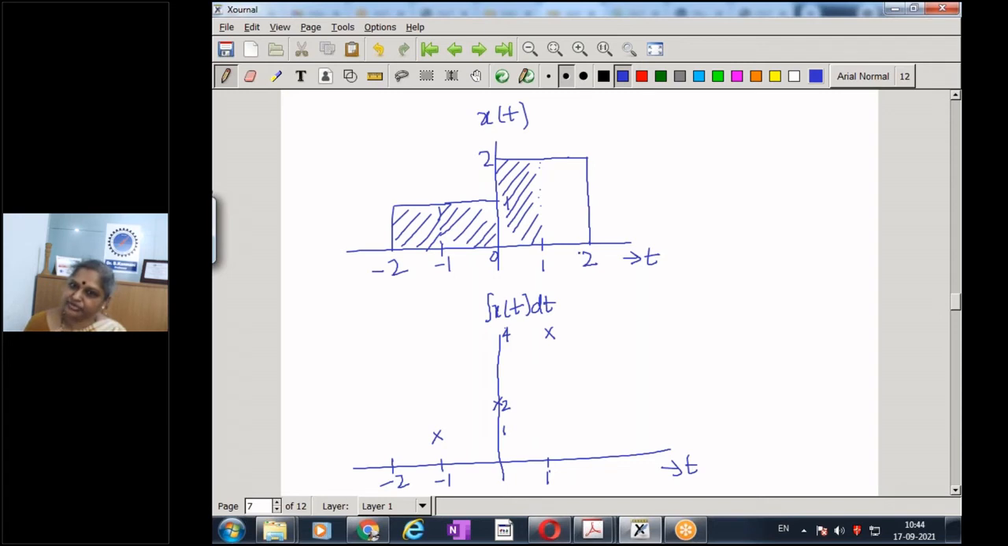Then I walk a little more forward. I come to 2. I stand at 2 and then I look.